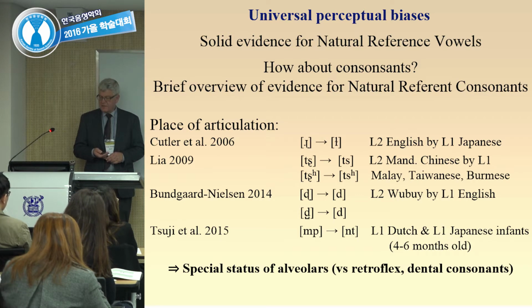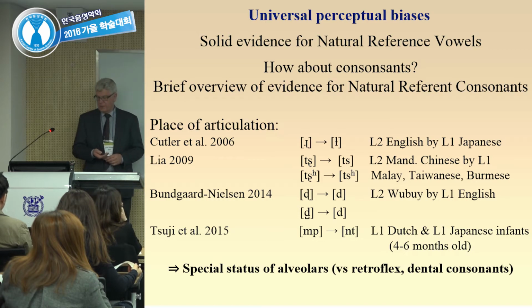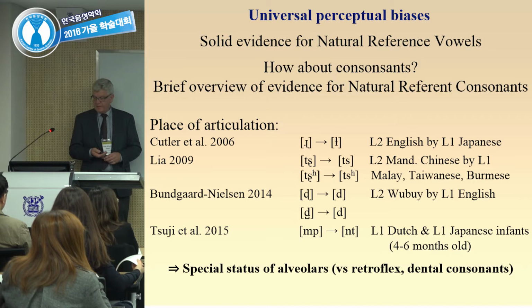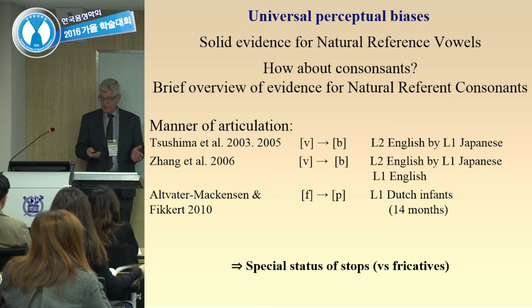And if you look at this, you will see that overall, there is a special status of alveolars, as opposed to retroflex or dental consonants. A change from R to L is easier than the other way around. This is in Mandarin Chinese, Malay, Taiwanese, Burmese. Wubui is an Australian Aboriginal language. And then we have Dutch and Japanese infants who find it easier to hear a change from M to N, for example. So there's a special status of alveolar consonants, language independent.